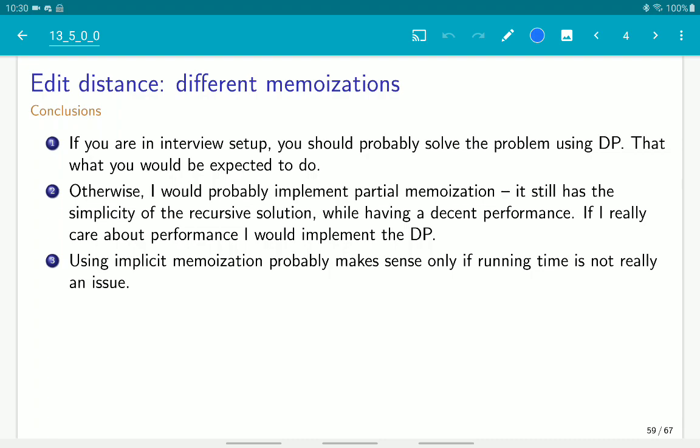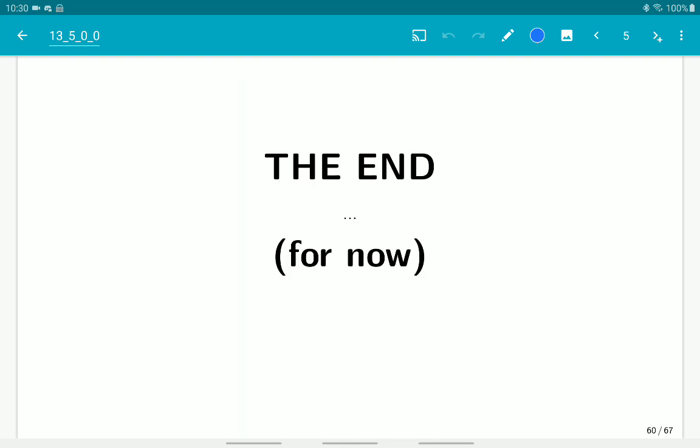So it really depends which programming language you use and how well it supports implicit memoization and so on. But in a job interview, people would probably expect you to do dynamic programming, unless you explicitly ask them, do you want me to do this or this? So you need to know that. And if you're going to do production code that's supposed to handle huge inputs, then you definitely want to spend the extra effort and write the dynamic program, because it's definitely faster. And that's it.